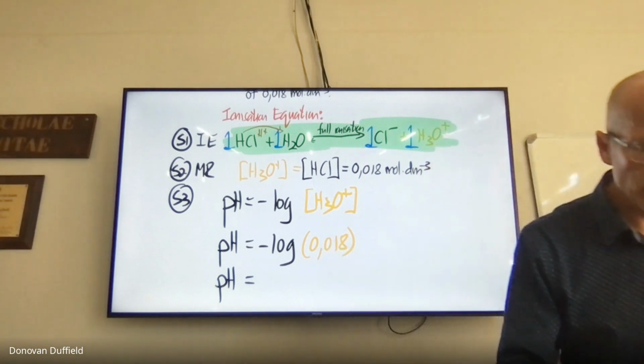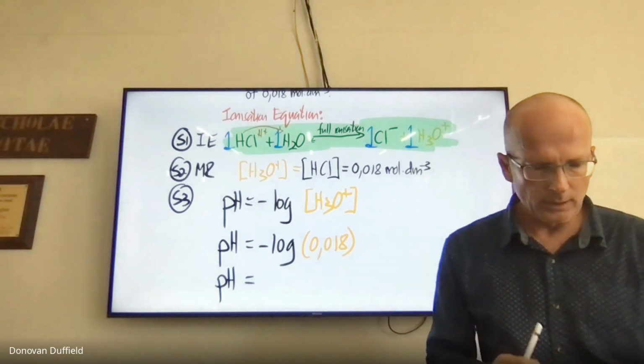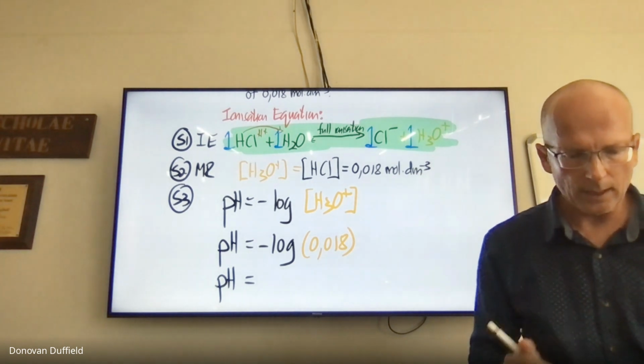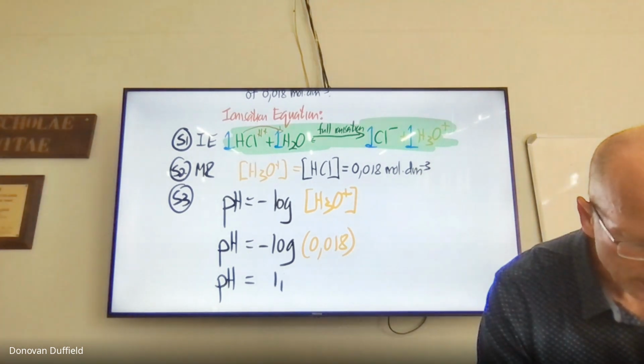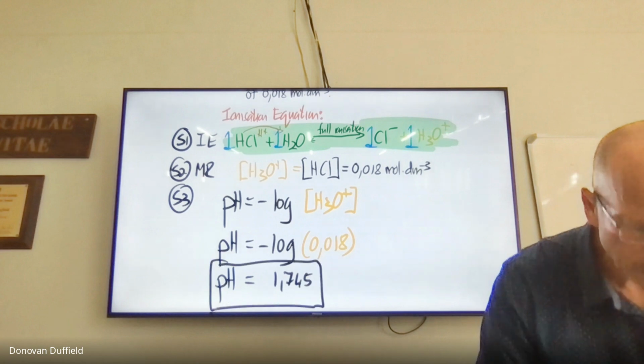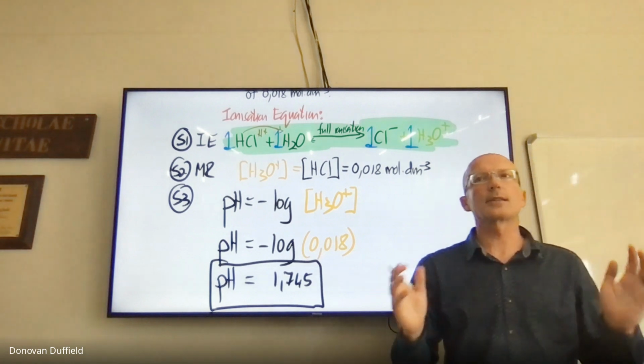Okay. So now, if I do this, I go negative log of 0.018, I get 1.745. Tammin, thank you for asking that question. Okay, now what does this mean?